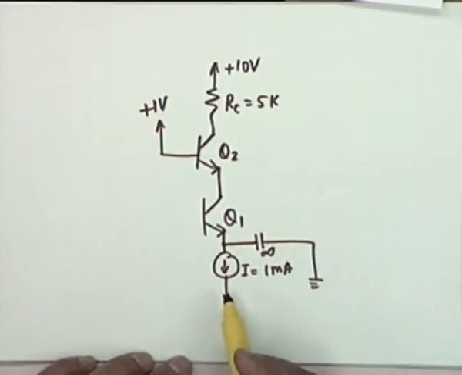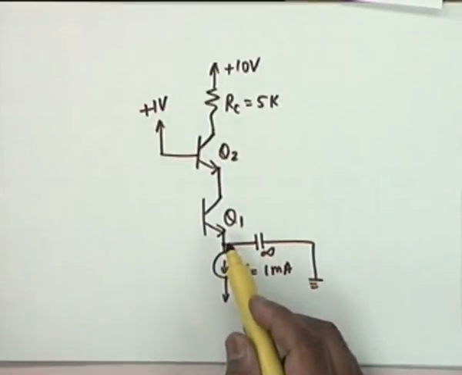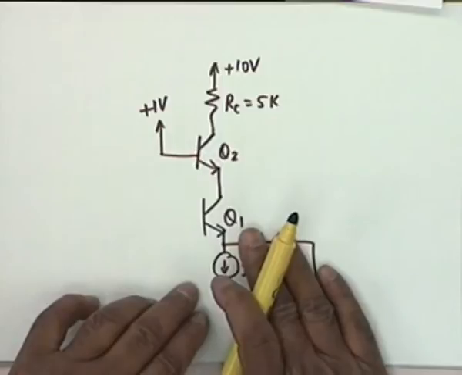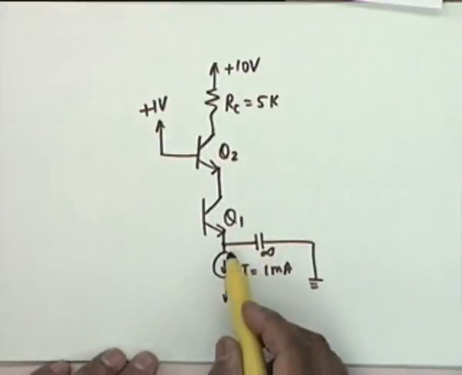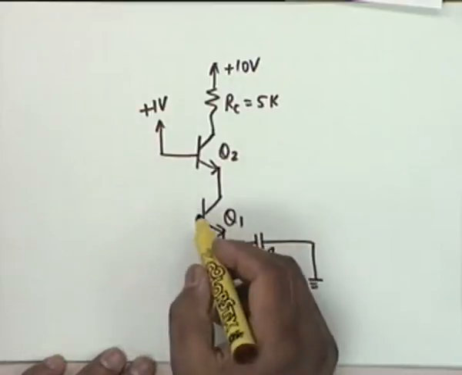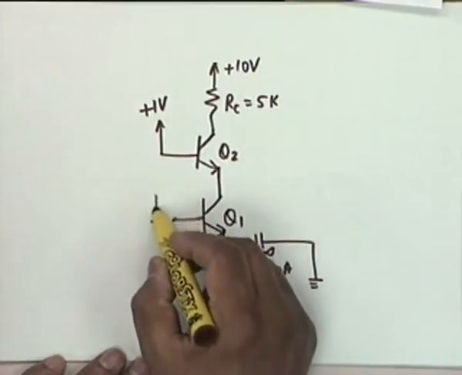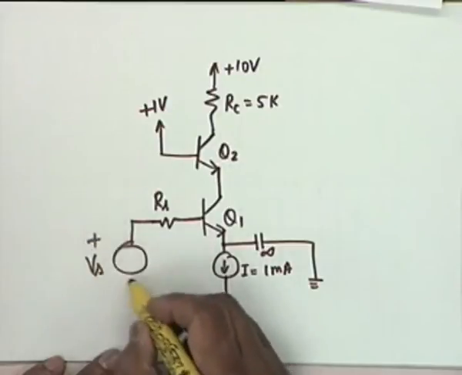Why this is done? Ideal current source, but I want Q1 emitter to be grounded as far as AC is concerned. If I don't use this capacitor, then it will be open, it will not be grounded, and therefore AC will not be able to flow. Therefore I provide a short circuit for AC here. This does not affect the DC, and the source is applied here, RS. This is my Vs.